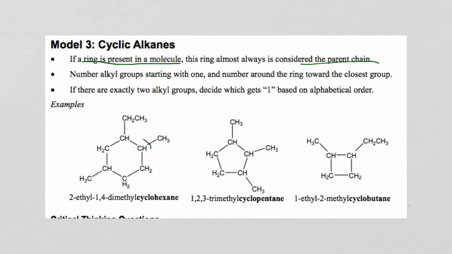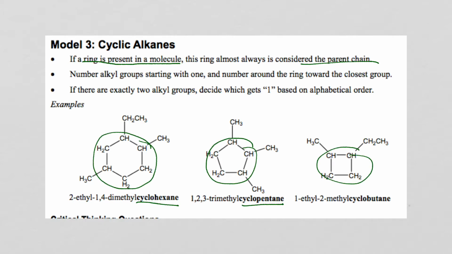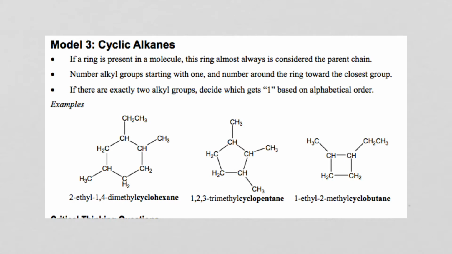For example, here we've got a six-membered ring, so that's cyclohexane. Here we've got the five-membered ring, that's cyclopentane, and here we've got the four-membered ring, and that's cyclobutane. So that's the easy part, right? Okay, then the second rule was number alkyl groups starting with 1 and number around the ring towards the closest group. Let's focus on this middle one because that's the simplest.